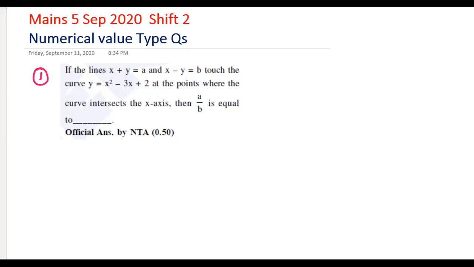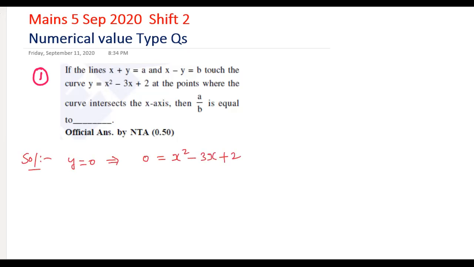Let us go to start the first problem. If the lines x plus y is equal to a and x minus y is equal to b touch the curve y is equal to x square minus 3x plus 2 at the points where the curve intersects the x-axis. Intersect the x-axis means y coordinate is 0. So substitute 0 in place of y: 0 is equal to x square minus 3x plus 2.